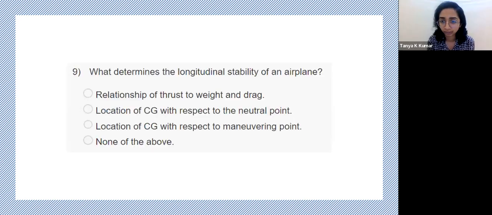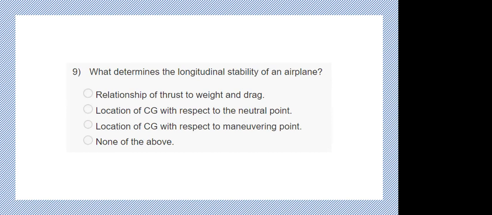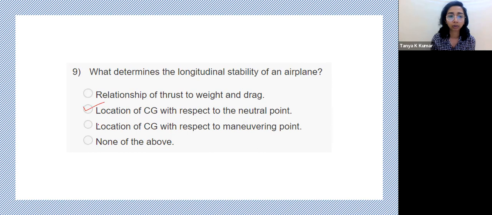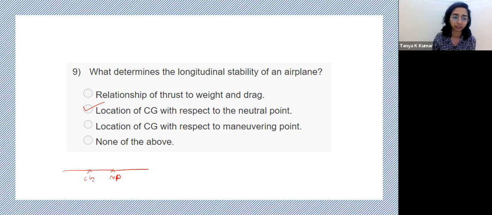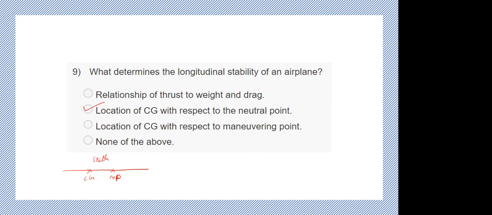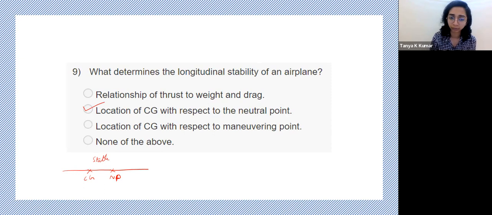What determines the longitudinal stability of an airplane? The location of CG with respect to the neutral point, yes. So for a stable aircraft, if this is your fuselage reference line and this is your neutral point, where should the CG be? Ahead of the neutral point, yes. So CG should be here. This is for a stable aircraft. And if it is at the neutral point, how can you comment on the stability? Neutrally stable.